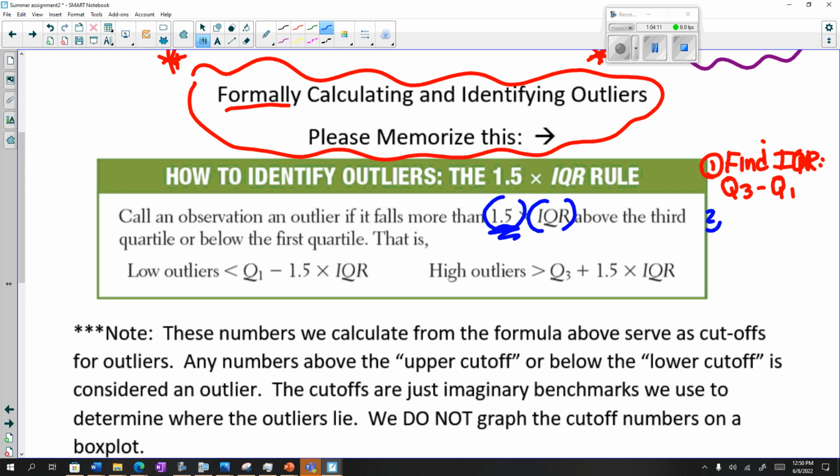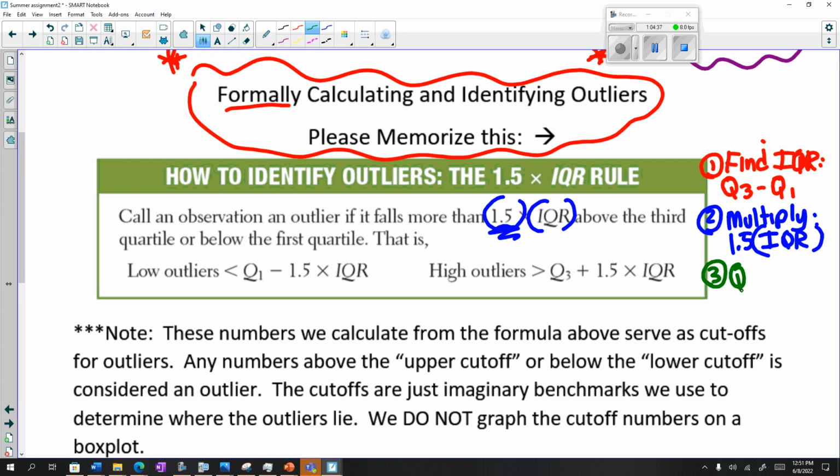So step 2, multiply 1.5 by the IQR. All right? And you're going to get a number. And then you're going to add this number that you got to Q3 to get an upper boundary for your outliers, and you're going to subtract it from Q1, and you're going to get a lower boundary for your outliers.